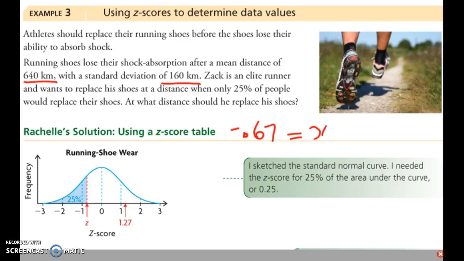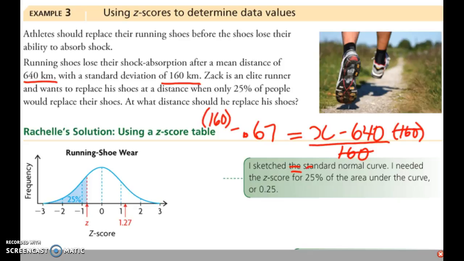And we don't know our x value. We don't know how many kilometers he should change his shoes, but we know on average that they lose their absorption after 640 kilometers with a standard deviation of 160. So this is how we're setting up our formula. So right now this is being divided by 160. So in order to get rid of it, we're going to multiply by 160 on both sides.